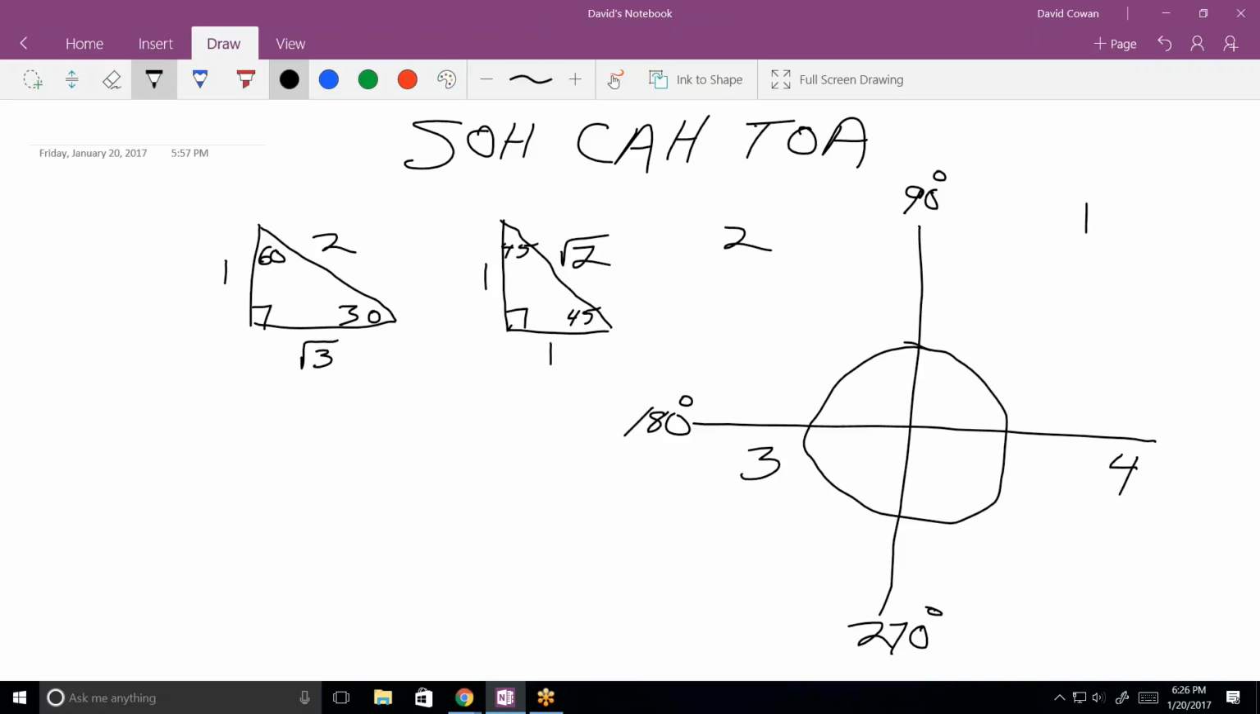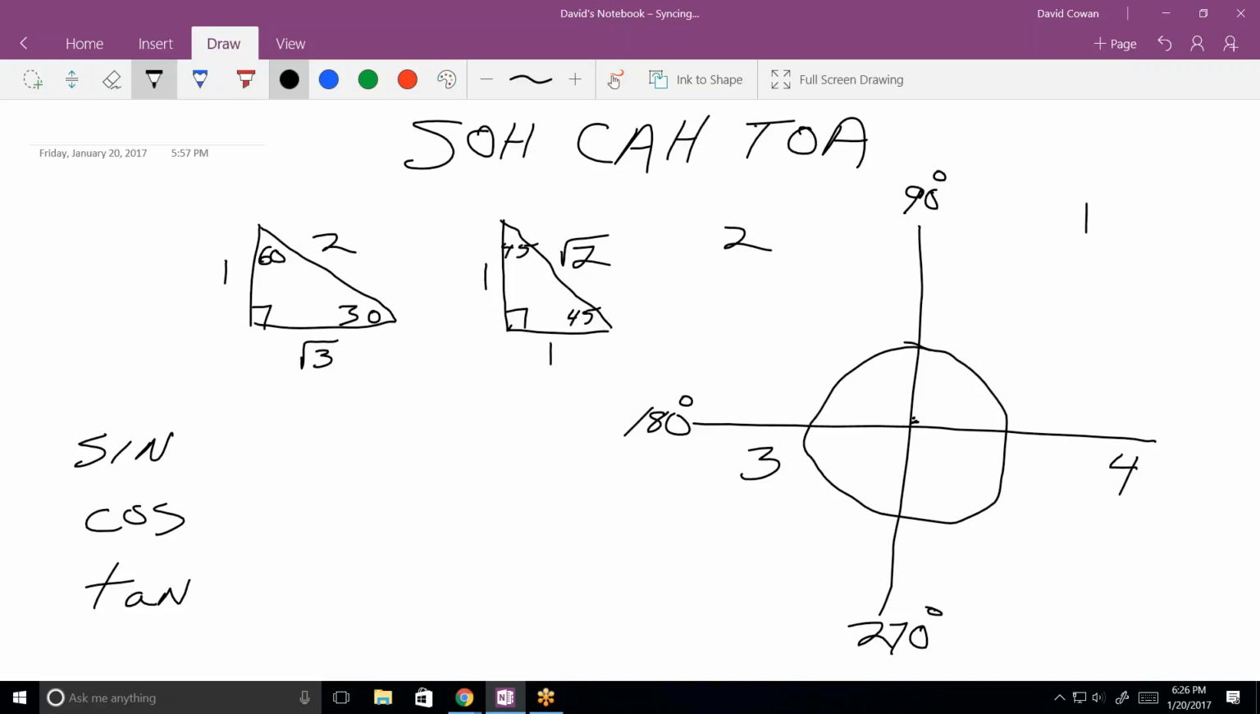Now, these two triangles are going to allow me to figure out 30 degrees, 45 degrees, and 60 degrees. I will be able to figure out the sine, cosine, and tangent of those three angles. Now, let's for a second talk about the other three trig functions. We have sine, we have cosine, and we have tangent.